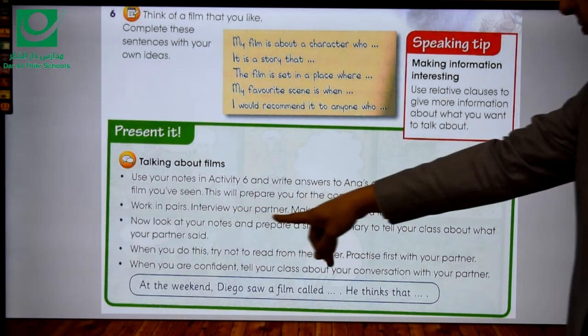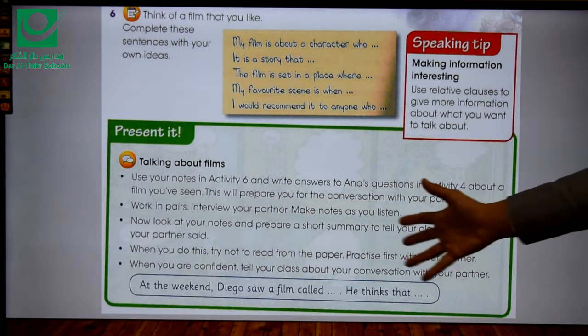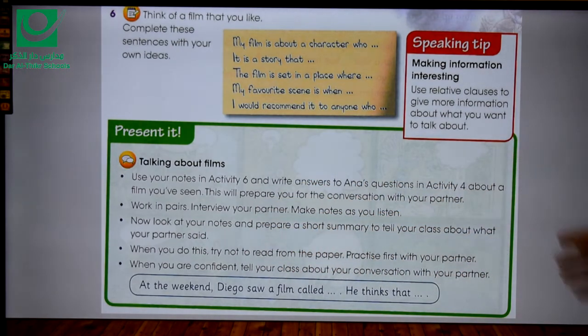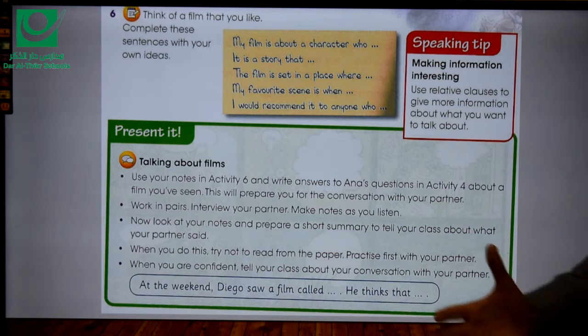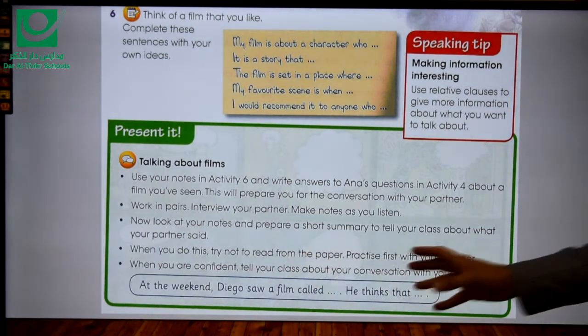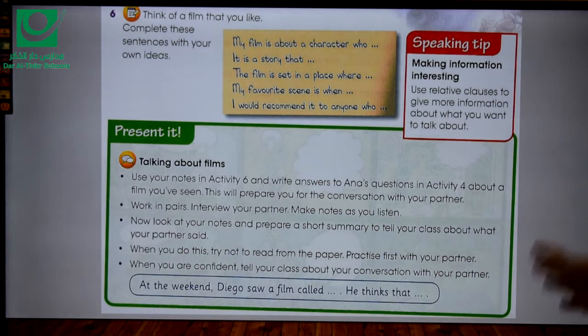Work in pairs, interview your partner, make notes as you listen. Now look at your notes and prepare a short summary to tell your class about what your partner said. So this is all preparation for the conversation. When you do this, try not to read from the paper. Practice first with your partner.